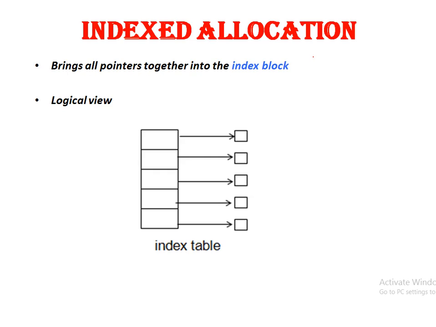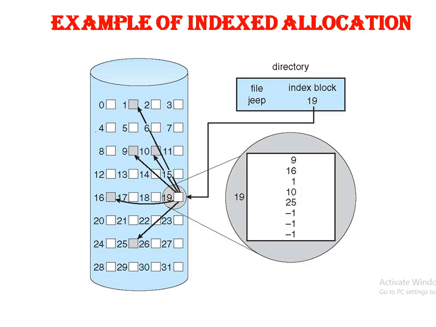The last one is the indexed allocation method. What does this index allocation method tell you? It brings all pointers together into the index block. How is it? We'll see here. Here I have a directory, I have a file by name Jeep. I tell the index block is 19. When I go and search inside 19, I have all these values. That is where exactly I need to go and fetch the data.